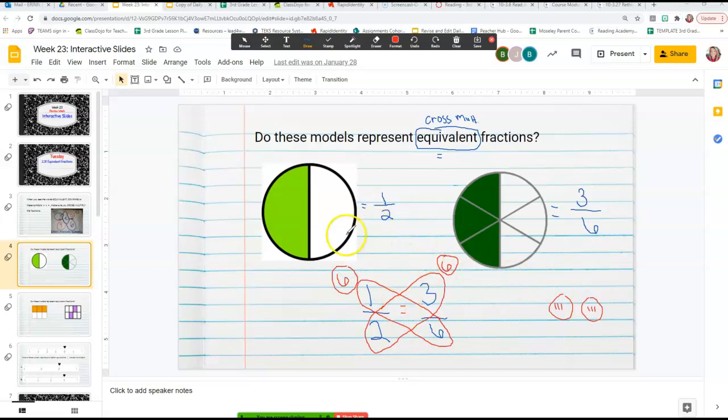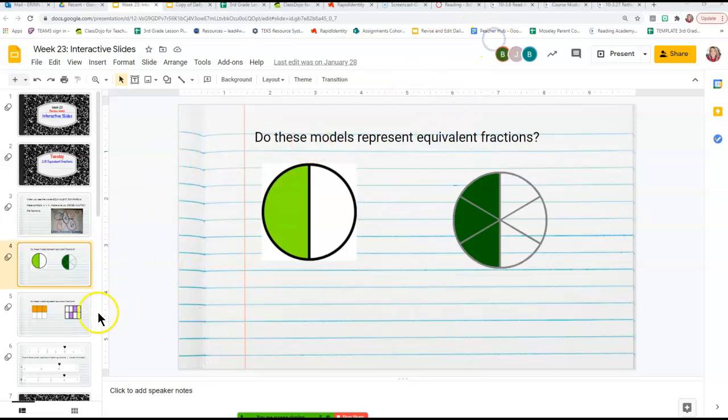They are equal. So 1/2 is equal to 3/6. Okay? So all we're doing is cross multiplying. All right, our next one.